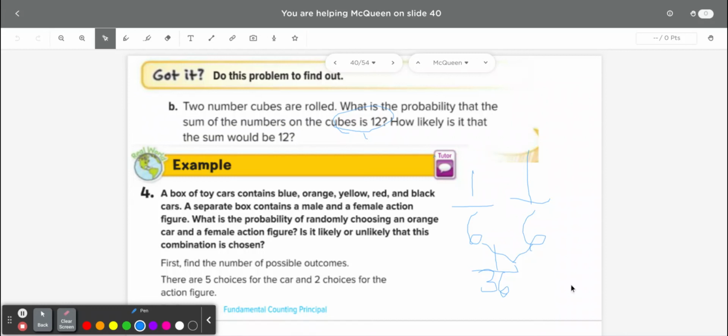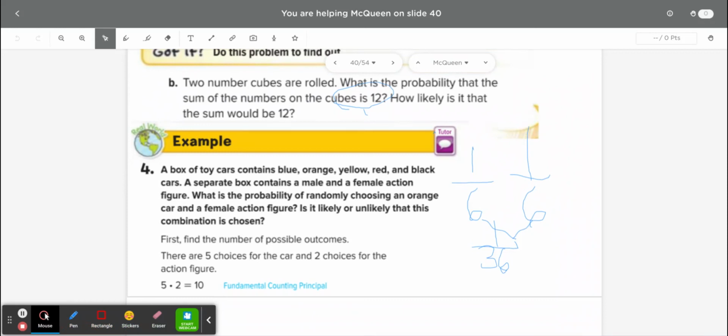All right, so we see here a box of toy cars contains blue, orange, yellow, red, and black cars. These are kind of important. So you see here, these are the different colors of cars. A separate box contains male and female action figures. What is the probability of randomly choosing an orange car and a female action figure?